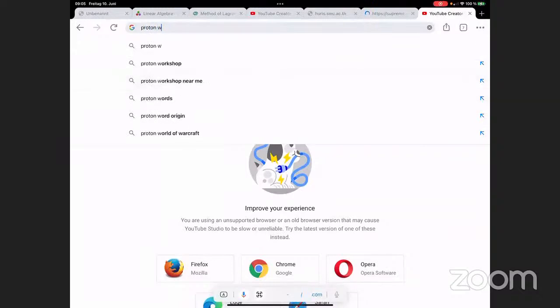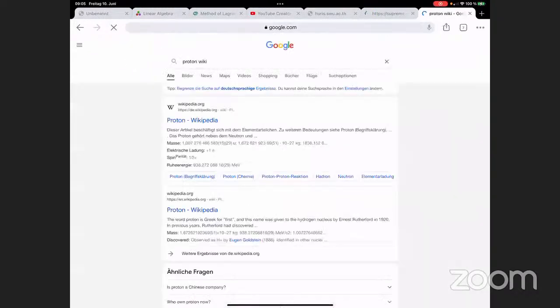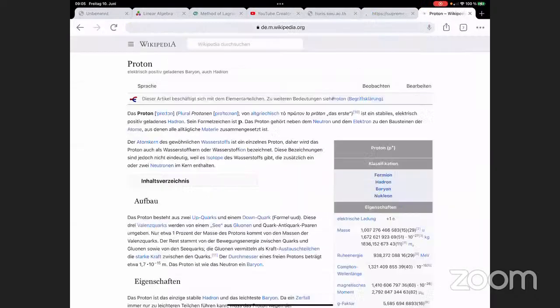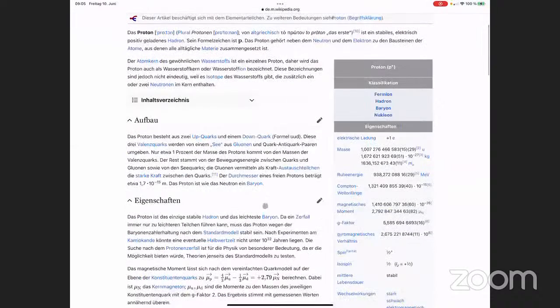Proton. Yeah. It's German. I'm sorry for that.